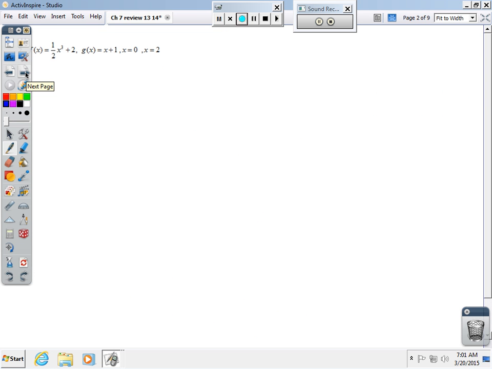Alright, number 2, we can use our calculator for this one, so I'll just graph it. The first one is the cube root of x plus 2, so it's shifted up 2, and it's a cube root graph, so it looks something like this. I don't need to be too concerned about that. Then y equals x plus 1, a graph that goes through here like this.